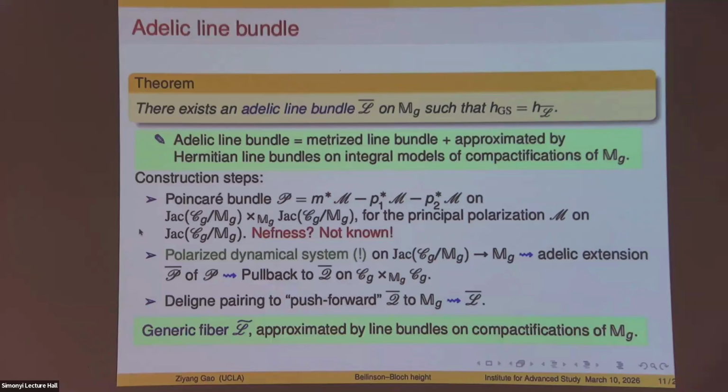Is this some general thing where if I give you some family of cycles over a base, which locally gives homologically trivial cycles, then the Beilinson-Bloch height gives you the height corresponding to some adelic line bundle? We don't know. We want to show that. But you hope that that's true? Yeah, it should be.